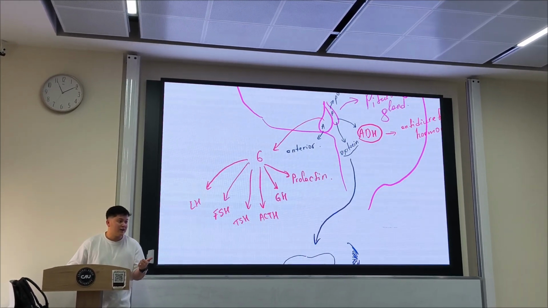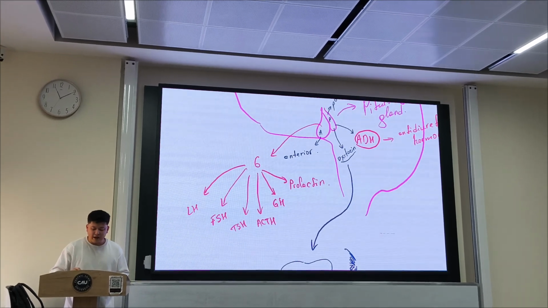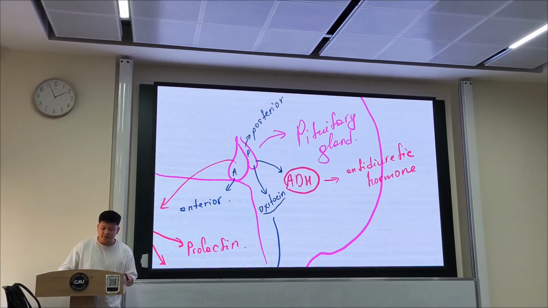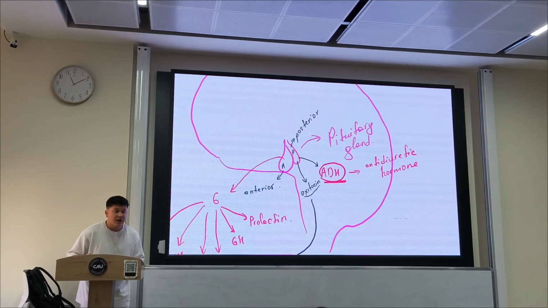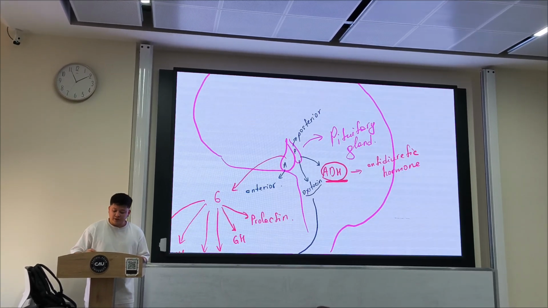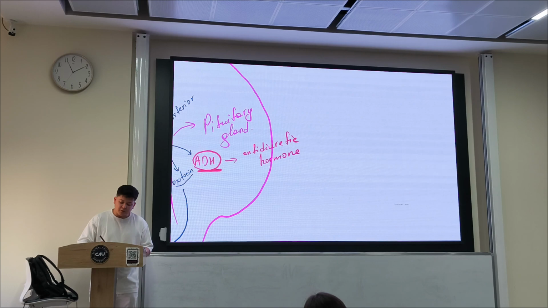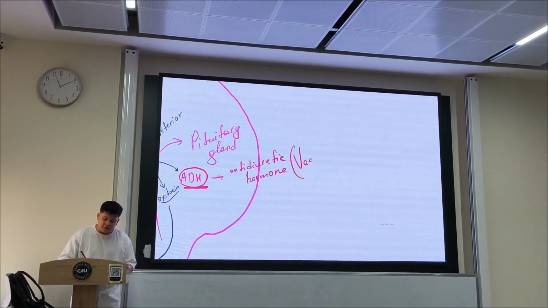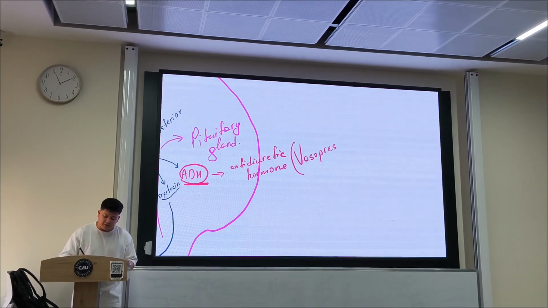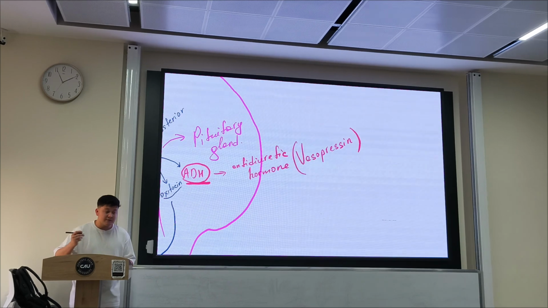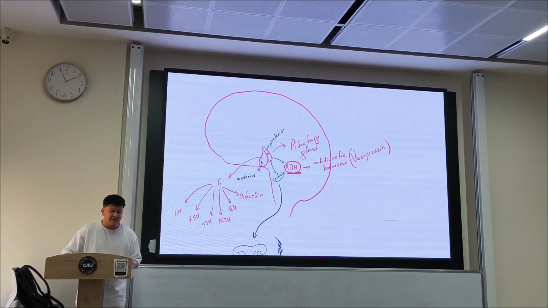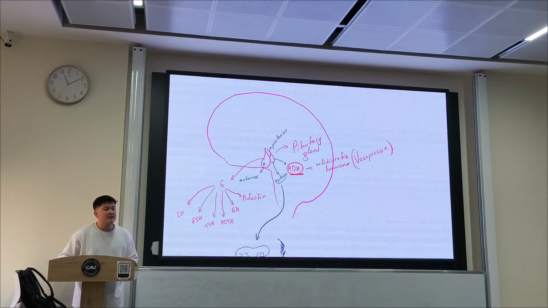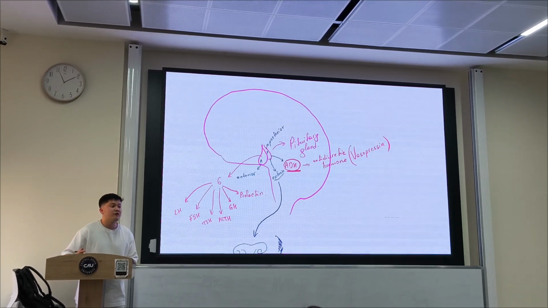The first is, second is ADH. ADH is released from the posterior pituitary. So this is ADH. The name of the ADH is Antidiuretic Hormone. The second name is vasopressin. Okay, don't get confused. So, what is this hormone going to do? What's the function of ADH?